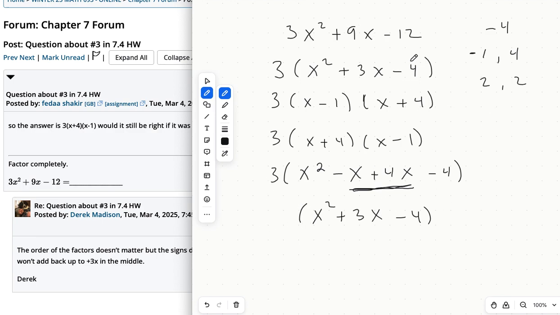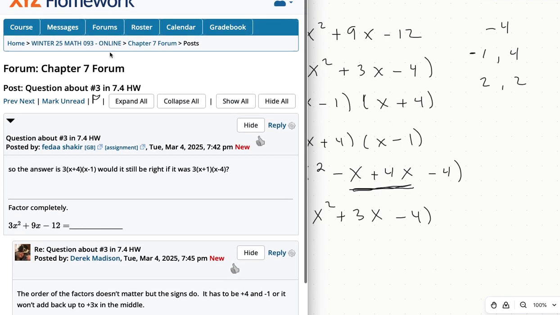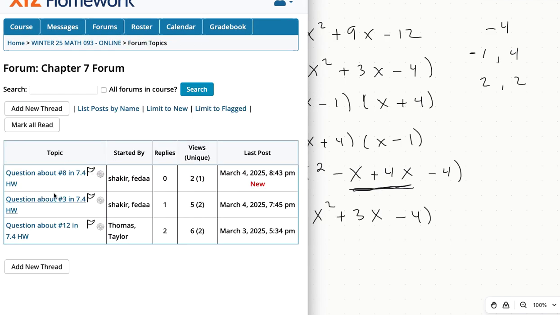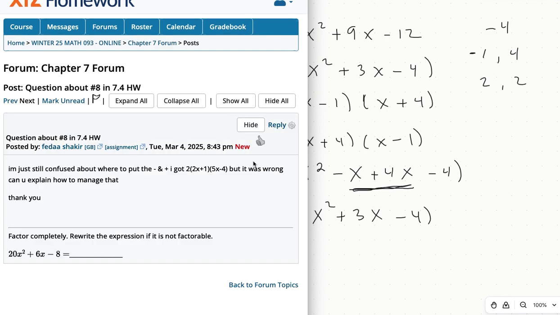But so that's the drill, is it has to multiply to the number on the end and add to the number in the middle while being careful with the signs. So that's that one. Let me go back here now and grab this one.